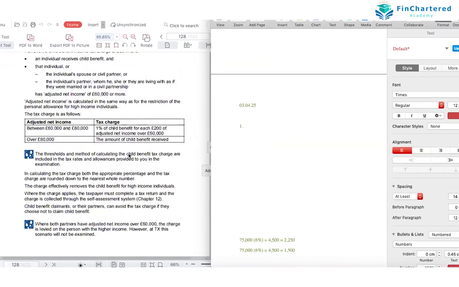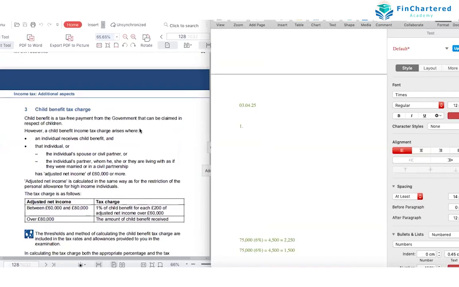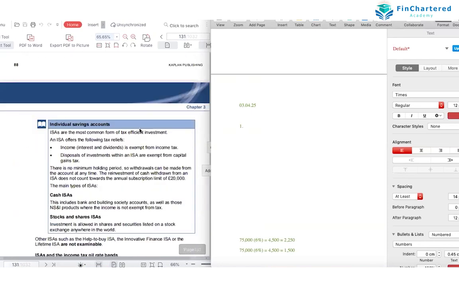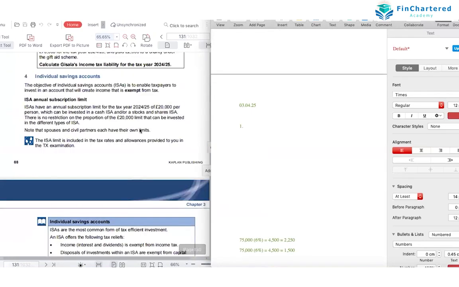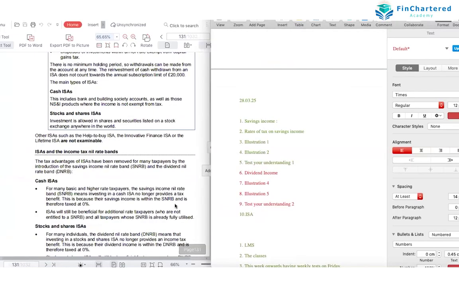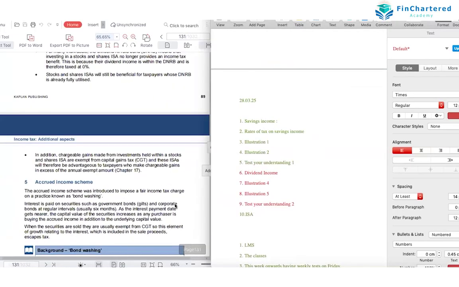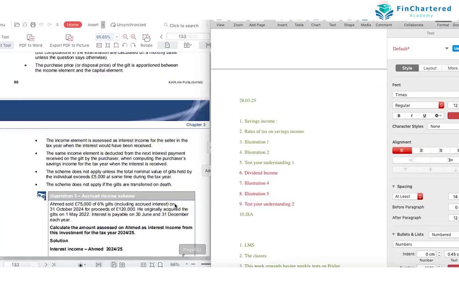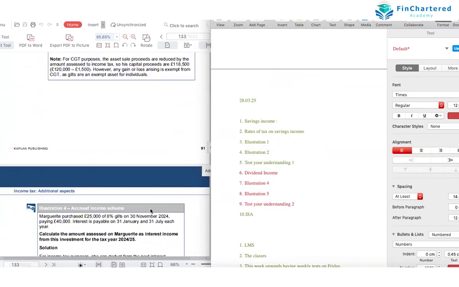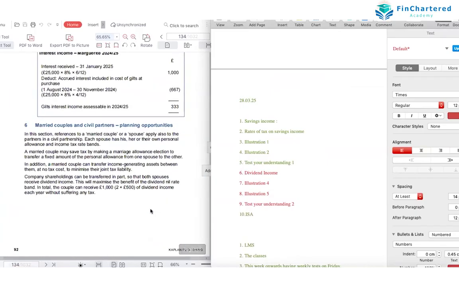Child benefit, I just briefed you on that and I said we will come back. We didn't do any sums on child benefit because there is a small change. So we will definitely do child benefit, don't worry. And then we briefly looked at savings account. We didn't do much on that. We looked at this example of gilts. Ahmad sold gilts, which we did in the last class. And that's it.